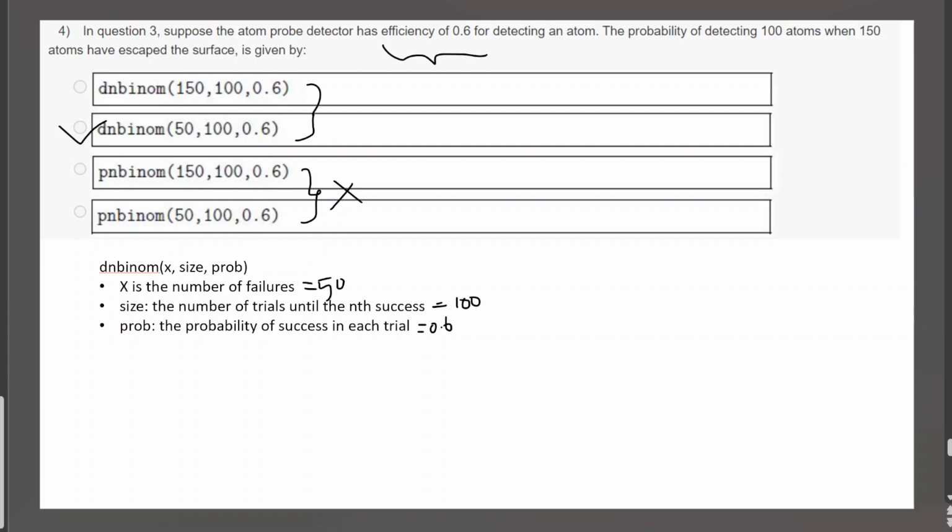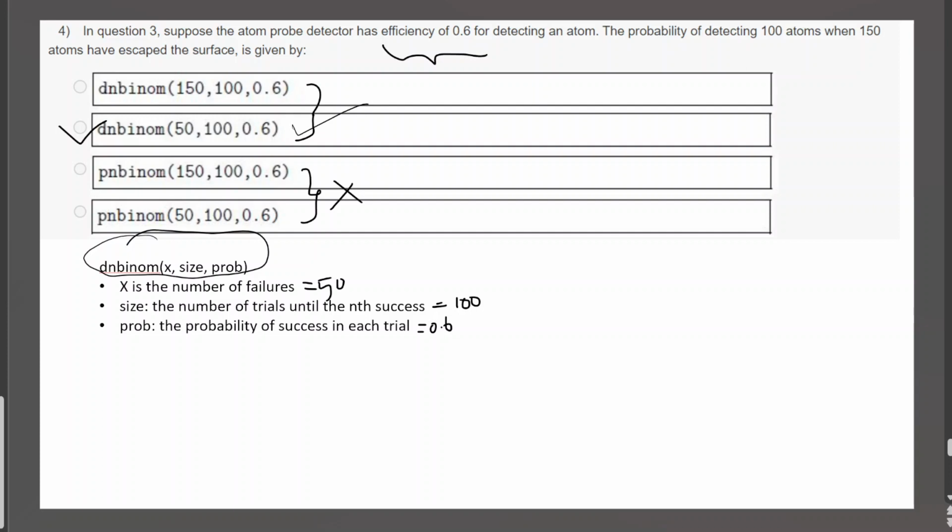Okay. So x is nothing but the number of failures here, right? If you look at the syntax, x is the number of failures. So here it is 50. Size is the number of trials until the nth success. So it is 100, because 50 are failures, which means 100 successes. So the number of trials until the nth success is 100. The probability of success in each trial is 0.6. So this is the answer.